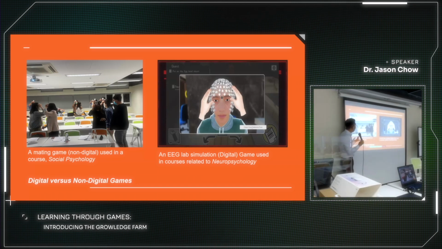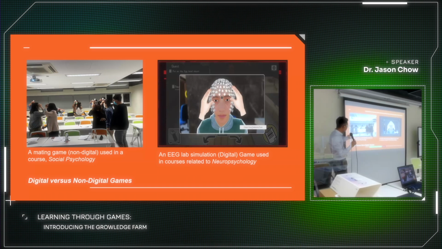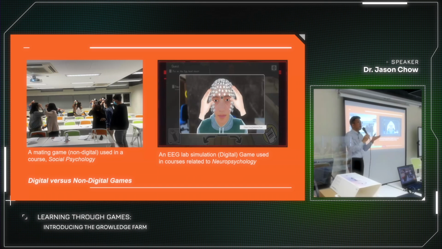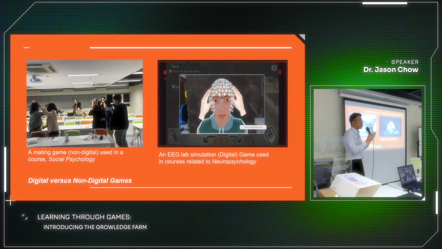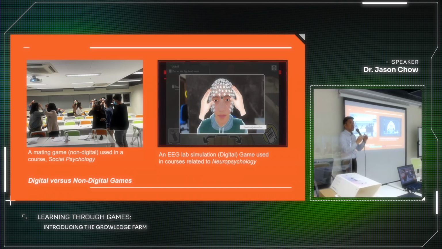But sometimes we can also use non-digital games to enhance the learning outcomes. For example, this is something that I use in my course on social psychology. In my course, there is usually a lecture on close relationships and mating. We talk about attraction. At this point, when I want to introduce a theory called matching theory, the theory is very simple. You simply say that people will usually be attracted to those who have a similar level of attractiveness as themselves. So they will match with each other's attractiveness.